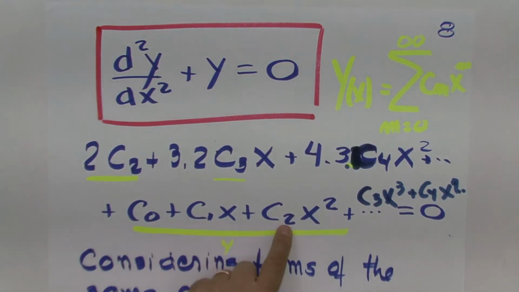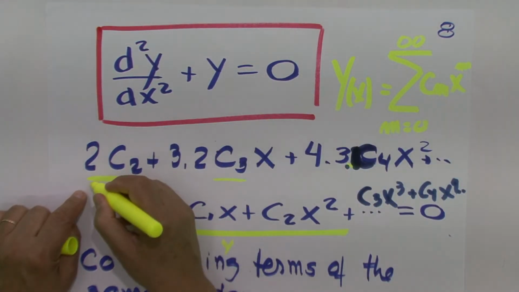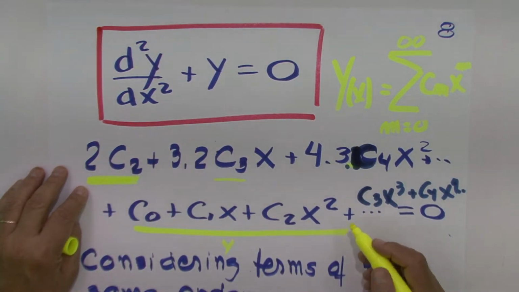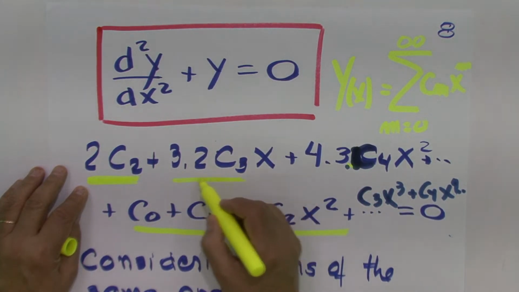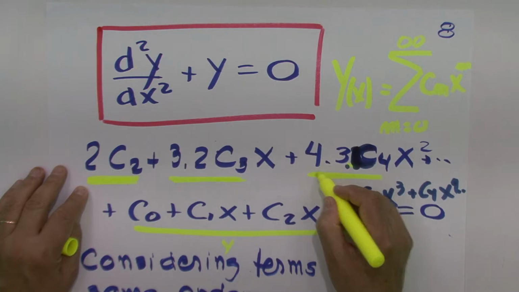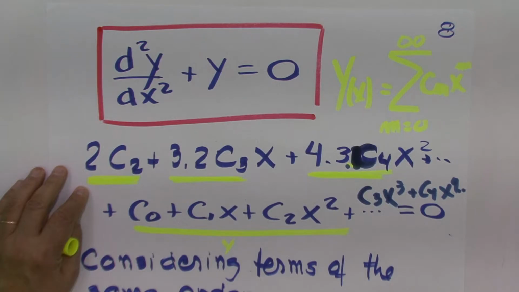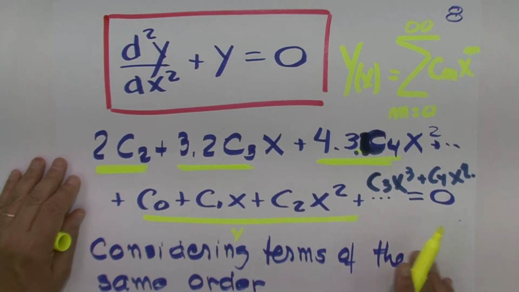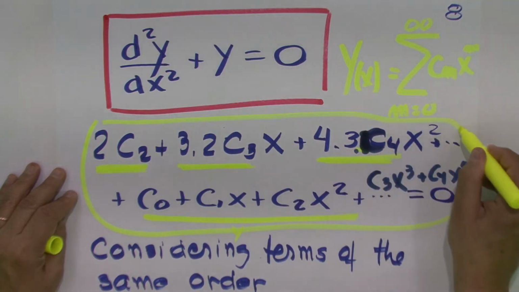And when I take the second derivative, the first term of the second derivative will be 2c2, because the first is x. When I take the second derivative, the x goes away. This is the independent term of the second derivative. The second term of the second derivative will be 3 times 2 times c3. The third term will be 4 times 3 times c4. And then I will have here 5 times 4 times c5 and so on. So keep going.